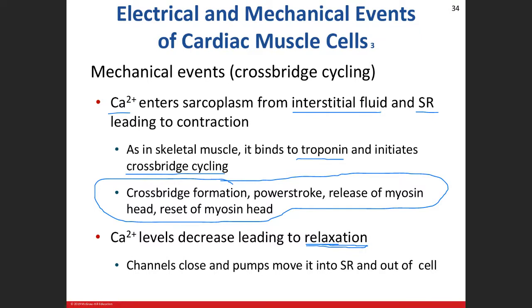Calcium pumps. The calcium ion pumps, which are located in the sarcoplasmic reticulum and in the sarcolemma, will pump calcium out of the cell and also pump calcium into the sarcoplasmic reticulum. Okay? So if we want to decrease contraction, we got to get rid of the calcium. If we want to increase contraction, we need to have an abundance of calcium. So at this point, we should be thinking calcium's the key.